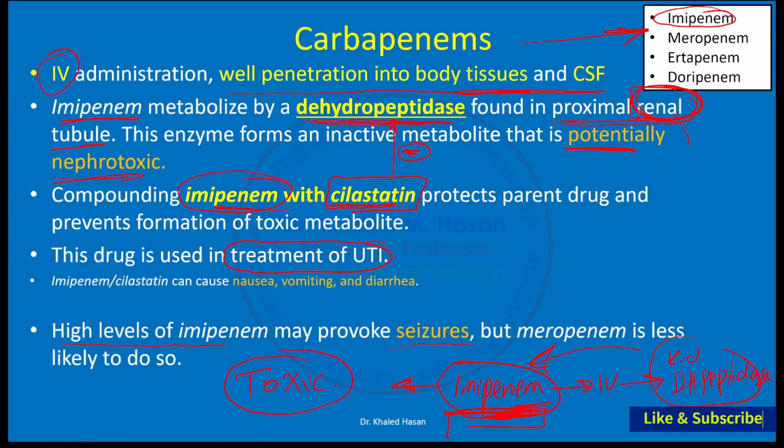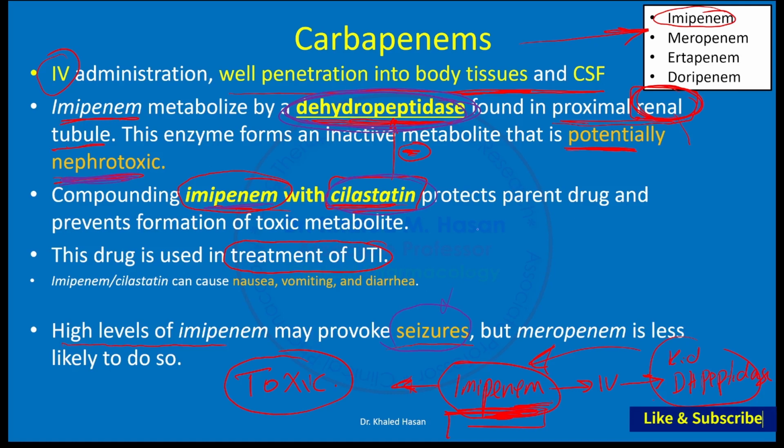Okay, this one here. Number one, this medication is destroyed or metabolized by dehydropeptidase, and we try to solve this problem by adding cilastatin. In this case, we extend the action of imipenem and reduce the nephrotoxic effect. Number two, this is a negative or drawback aspect: this medication, imipenem, may cause seizure.